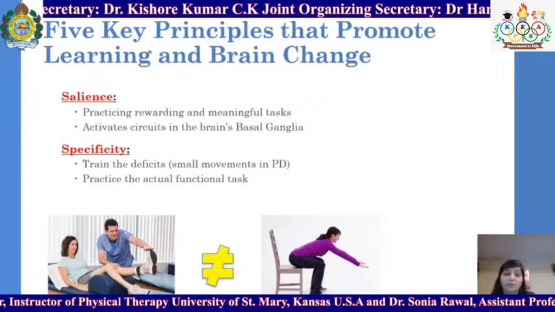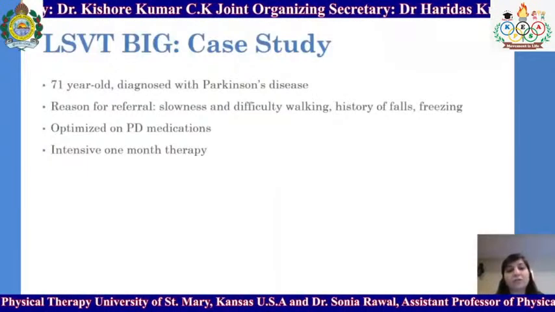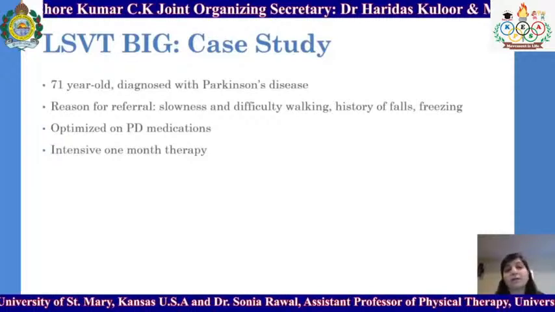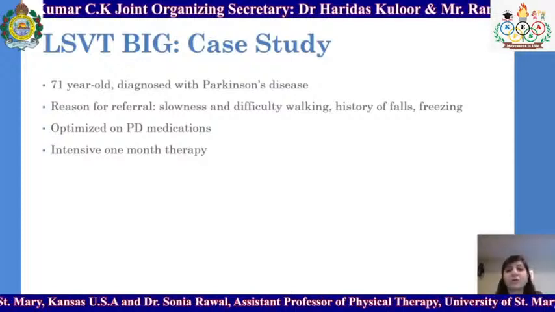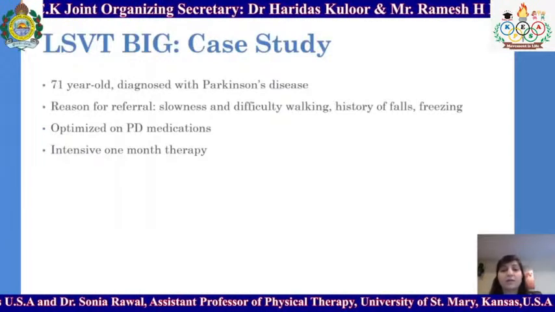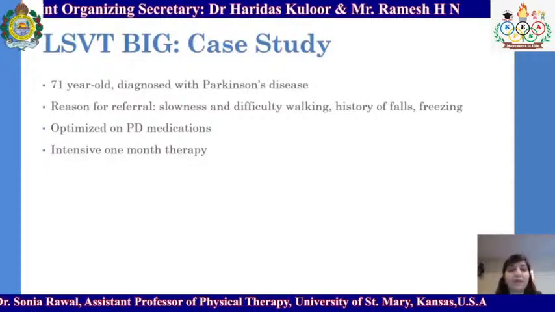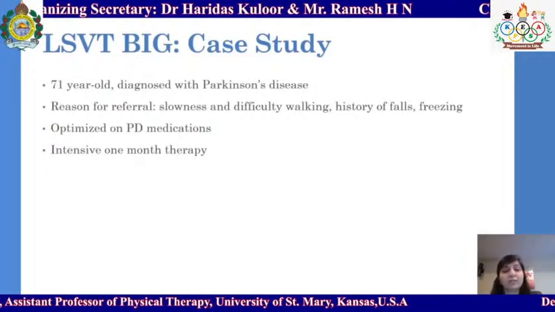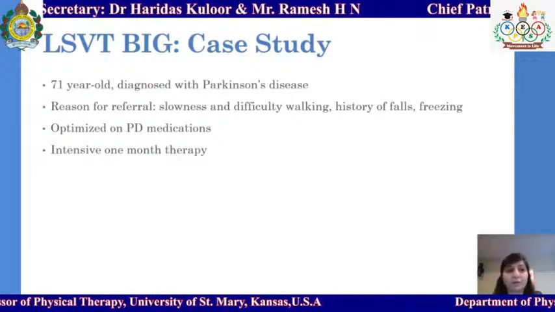brain changes as well. This is about one of the patients who had Parkinson's disease and is 71 years old, had difficulty walking, slowness. He had slow movements. He has been falling. He used to freeze while doing any activity, especially walking. And this patient was given this LSVT Big program, and in the next video we'll see the changes that he had after the LSVT Big program.